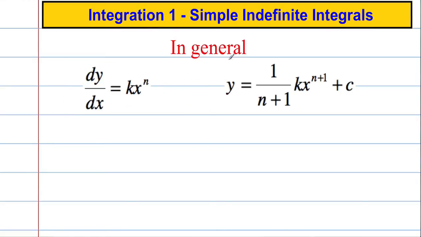So in general, this is how it works. If we have a derivative kx to the power n and I integrate it, so if I want to go backwards, what we do is we increase the power by 1 and then we multiply by 1 over this power here, and then not forgetting to add on that constant c. Now the notation can look quite complicated at first, however it'll all become a lot clearer with a few examples.